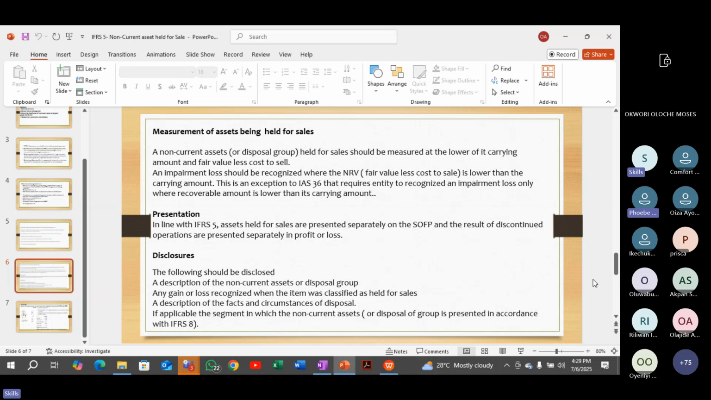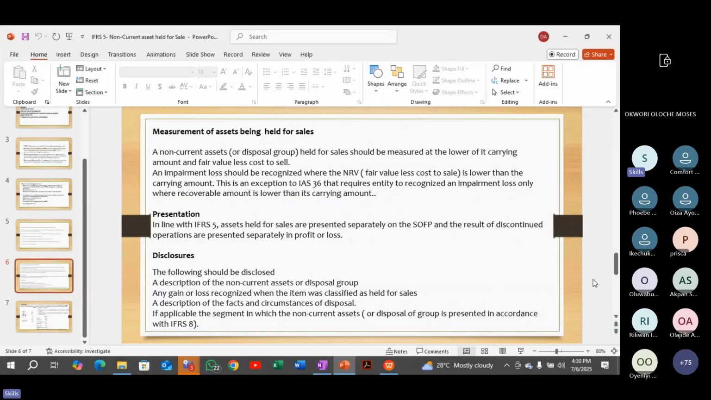So now we have, in line with IFRS 5, assets held for sale are presented separately on the SOFP, that is the Statement of Financial Position, and the results of discontinued operations are presented separately in the P&L account. So depending on what the examiner will be giving you, on how to present it, you will present it in different ways, from continued operations and from discontinued operations.